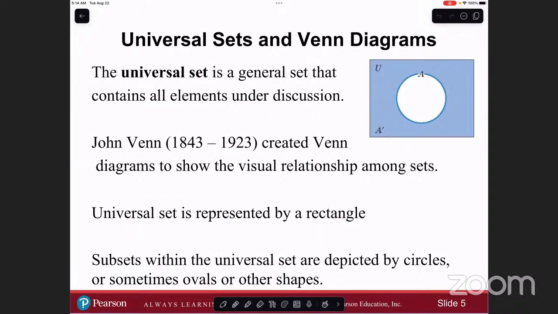So, universal sets and Venn diagrams. The universal set is a general set that contains all elements under discussion. John Venn, from 1834 to 1923, created Venn diagrams to show the visual relationship among sets. The universal set is represented by a rectangle. Subsets within the universal set are depicted by circles, or sometimes ovals or other shapes.